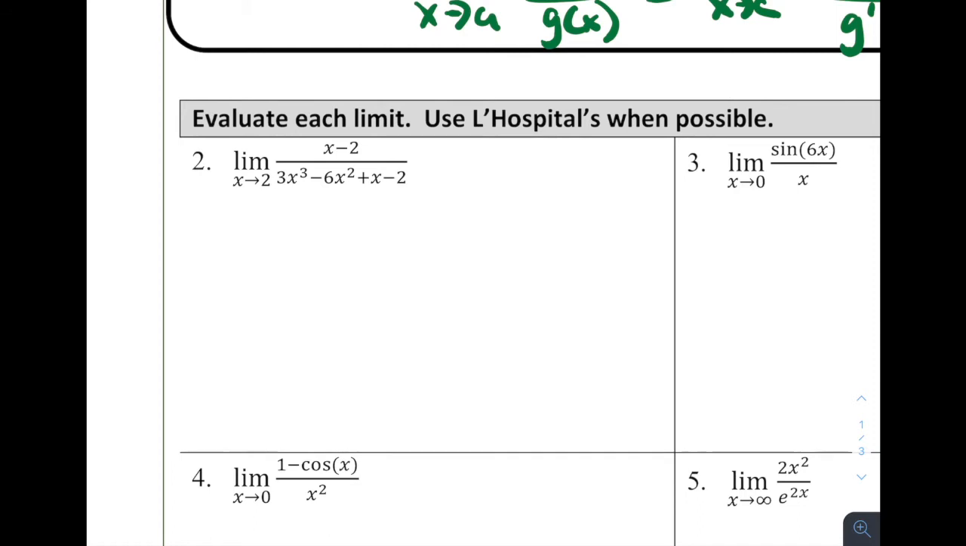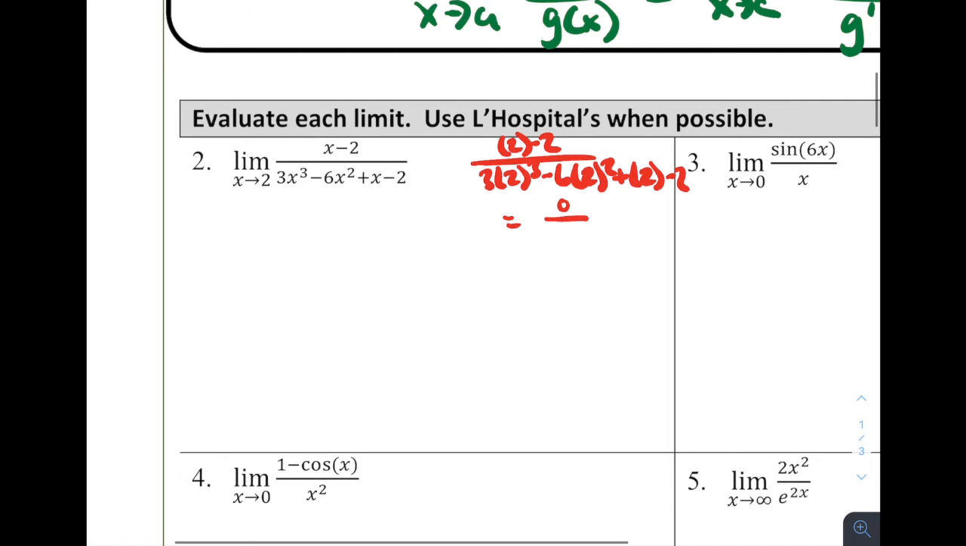First things first, I'm going to try that direct substitution. Let's see what happens. We get 2 minus 2 divided by 3 times 2 cubed minus 6 times 2 squared plus 2 minus 2. If we do that, that looks like 0 over what? 8, 24 minus 24 plus 2 minus 2. That's 0 over 0. And so I'm going to state here, hey, we got indeterminate form.